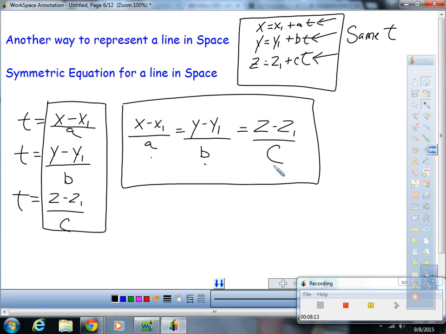A, B, and C came from the vector that was parallel to our line. So we know that our line is parallel to the vector A, B, C. It's parallel to that one. And we also know that our line contains the point x1, y1, z1. Okay, so that's what we know. Think about how that will be utilized in either of those forms. It's true for both of them.